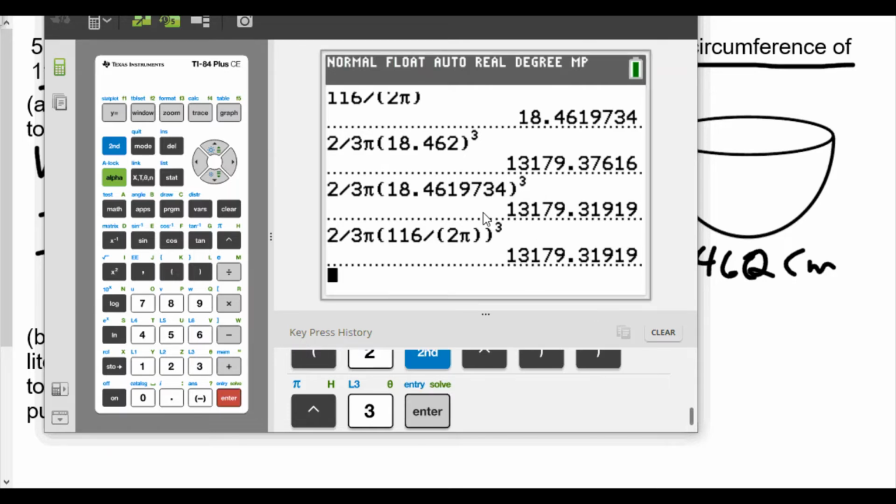And why does it work out? Because this 18.4619734 is not just closing at 4, it continues onwards. It has the same exact value as 116 over 2 pi. So either way will work out fine.